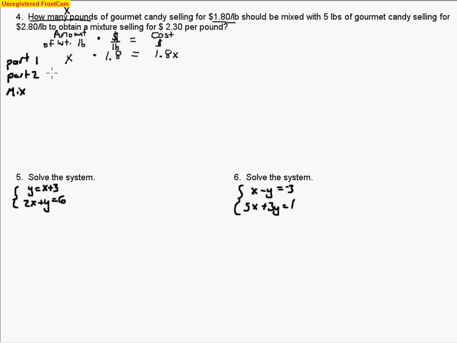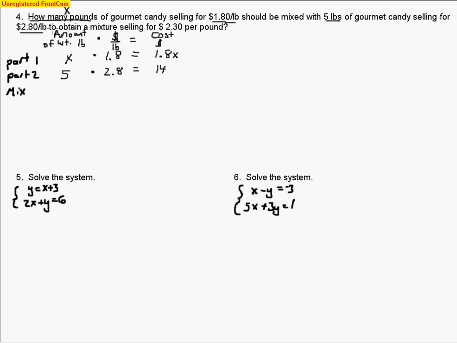All right, part 2, we're on to it. Should be mixed with. Mixed with means that that's the second part. 5 pounds. We know the amount of weight right there. They tell us 5 pounds. Of candy selling for $2.80 per pound. So times by 2.8. And then we go ahead and multiply this stuff. And that will give us an even 14. So $14 is what that costs.